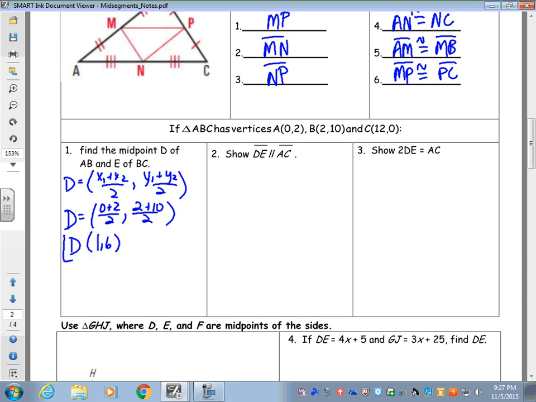D is the coordinate 1, 6. Now, they want us to do the same thing for E. E is going to be the midpoint of BC. You can pause the video if you want to. I want you to try that part, and then I'm just going to give you that coordinate.